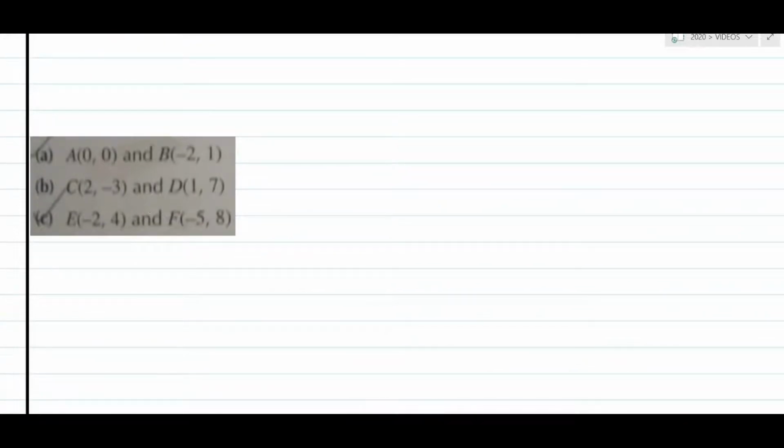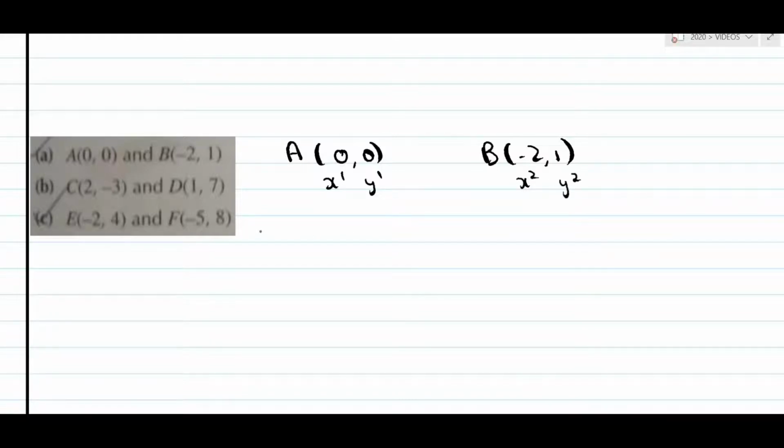In question 1 part A, we are given two coordinates A and B. The coordinates of A are 0, 0 and the coordinates of B are minus 2, 1. Now you can write these coordinates as x1 and y1, and you can write these coordinates as x2 and y2. We already know that the formula is m equals y2 minus y1 upon x2 minus x1. So now we will plug in the numbers.